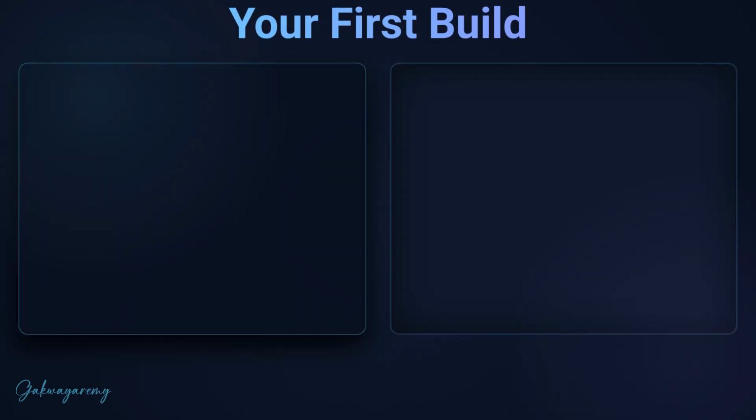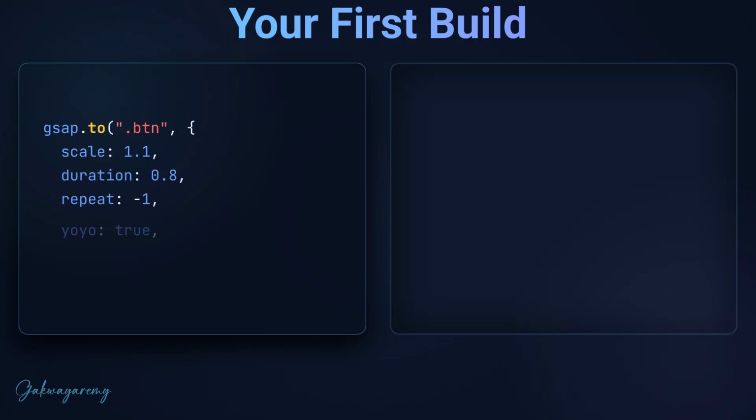Now it is your turn to build. Select a target, define your properties, and set a duration. Start simple, then layer in easing and staggers. You are now a GSAP developer.